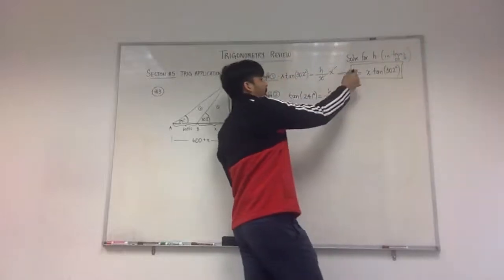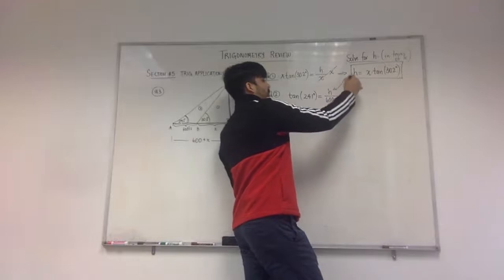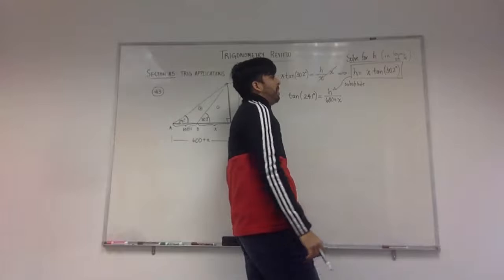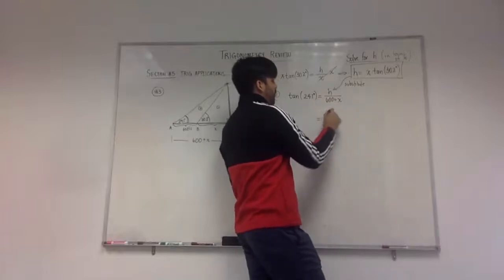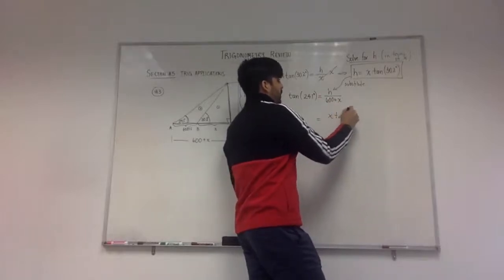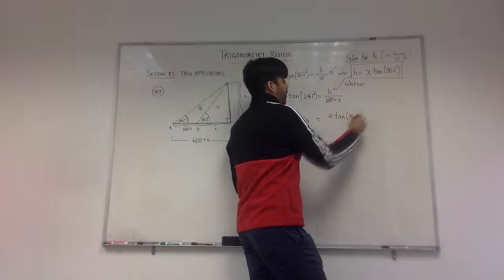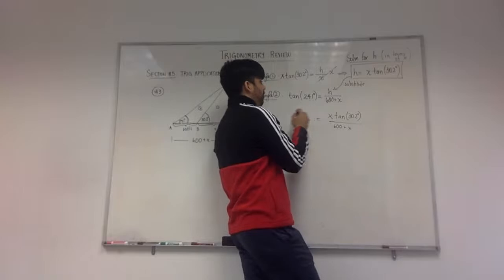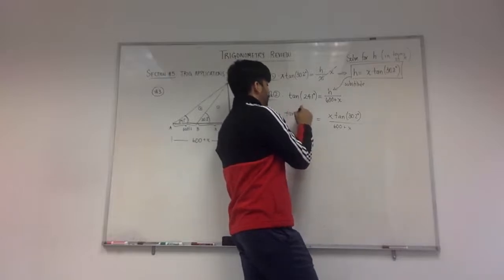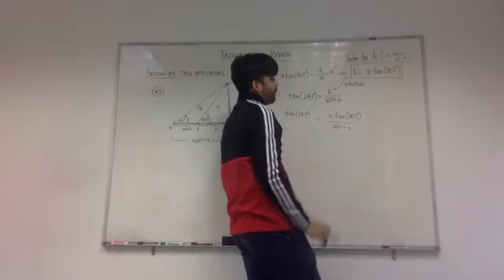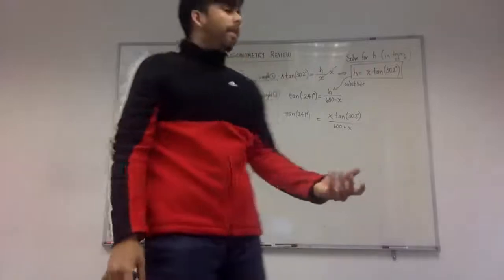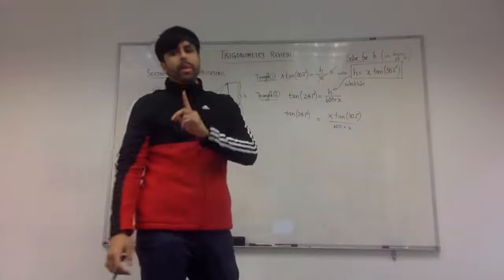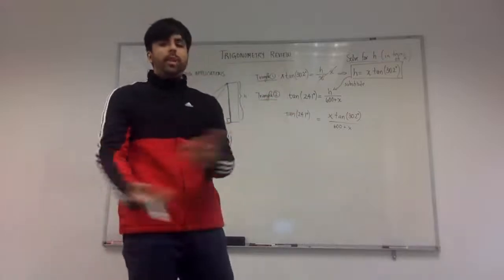Now I can replace h, or substitute. I can substitute for h, and this becomes x times tangent of 30.2 degrees over 600 plus x, multiplied by tan of 24.1 degrees. And now look what I have. I have an equation with a single variable, just one. And I can solve this using algebra again.